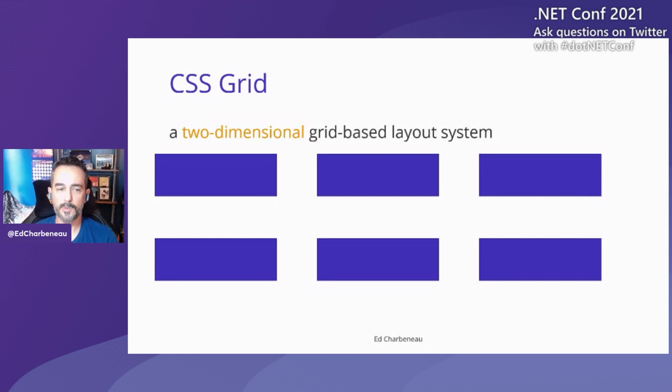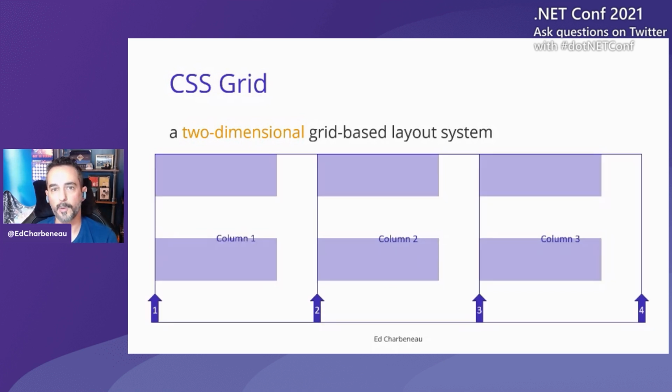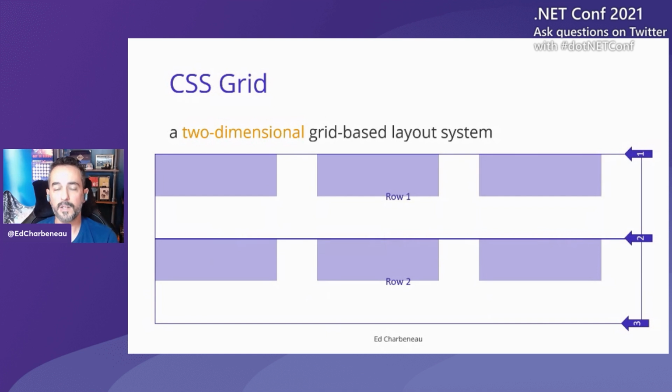So again, this is a two-dimensional grid-based layout system. We'll talk about what a one-dimensional system looks like next, but focus on the two-dimensional part for a moment because we're going to talk about grids with columns and rows. So with a grid, we define multiple columns, and then we can define multiple row templates as well.